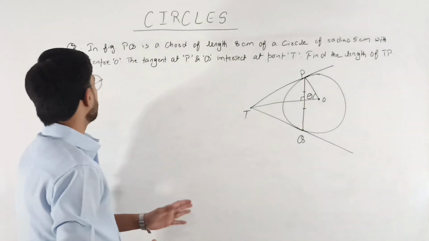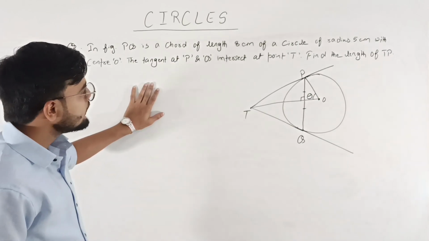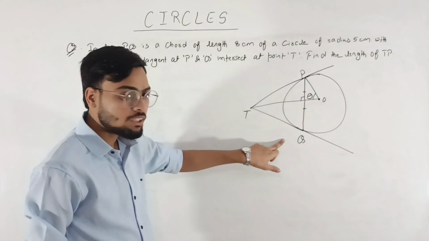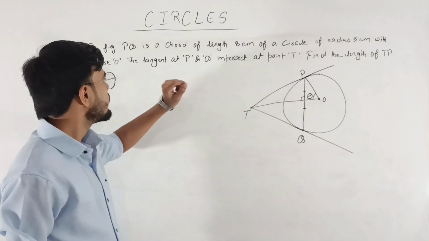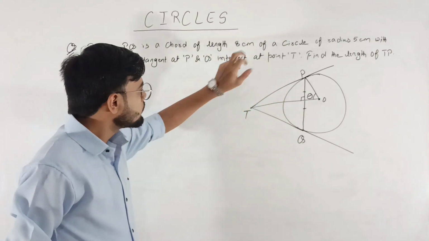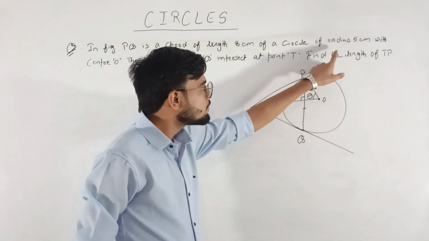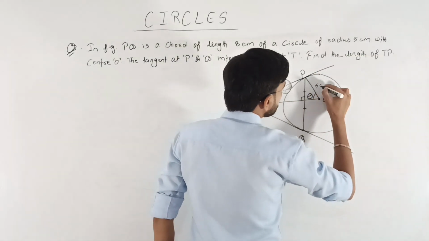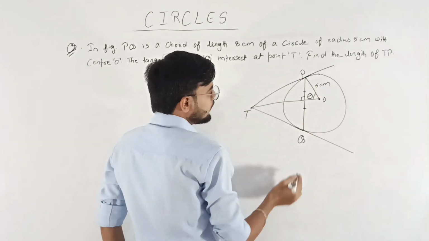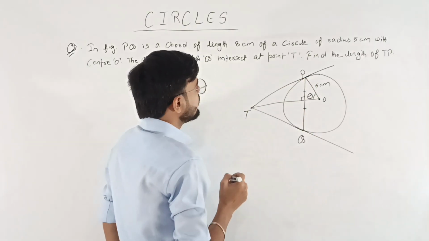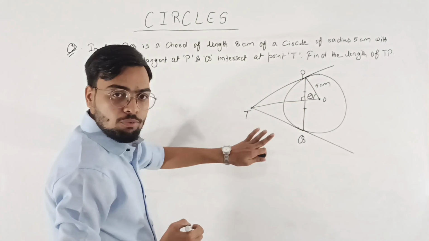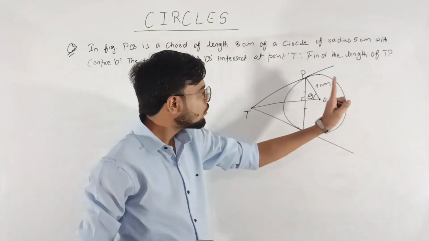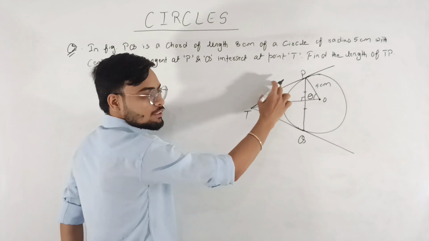The question is, in the figure, PQ is a chord of length 8 cm of a circle. There is a circle with center O, in which PQ is a chord with length 8 cm, and the radius of the circle is given as 5 cm. So the radius OP is 5 cm, and PQ is 8 cm. TP and TQ are two tangents drawn from the same external point T. Then we have to find the length of TP.